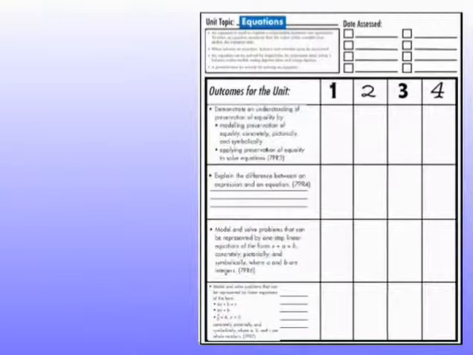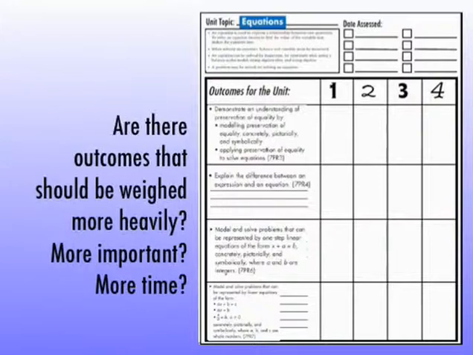And the big question I'm going to ask myself is, are there outcomes that should be weighed more heavily or more important? Are there some outcomes that are going to take more time? Some of these questions I'm not going to know until I'm deep into the unit with the kids, really thinking through things. Wow, we're going to need to spend way more time on this. Or, gosh, the kids are really getting this. They've had some of this last year. We don't have to spend a lot of time on this. We can move on. So some of it I won't know till I'm working with the kids.